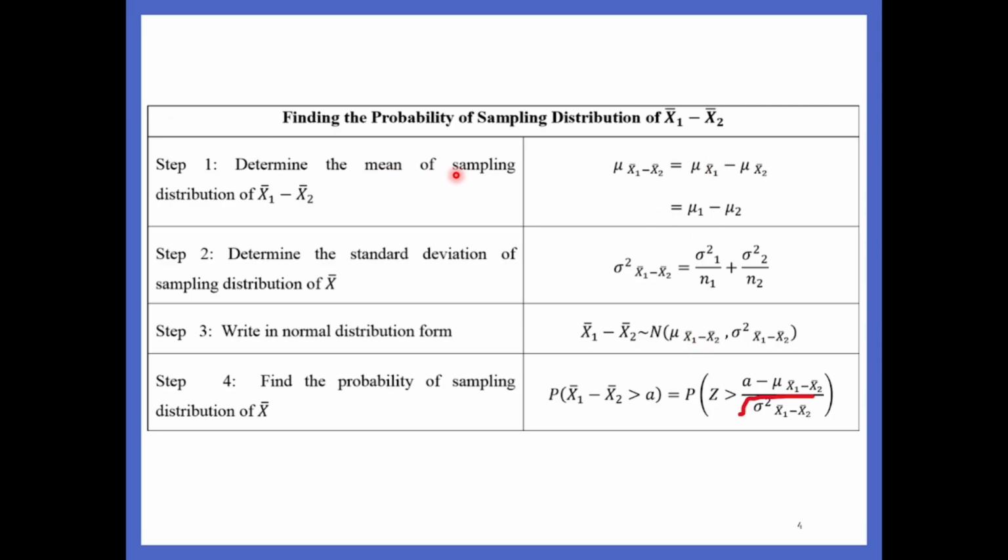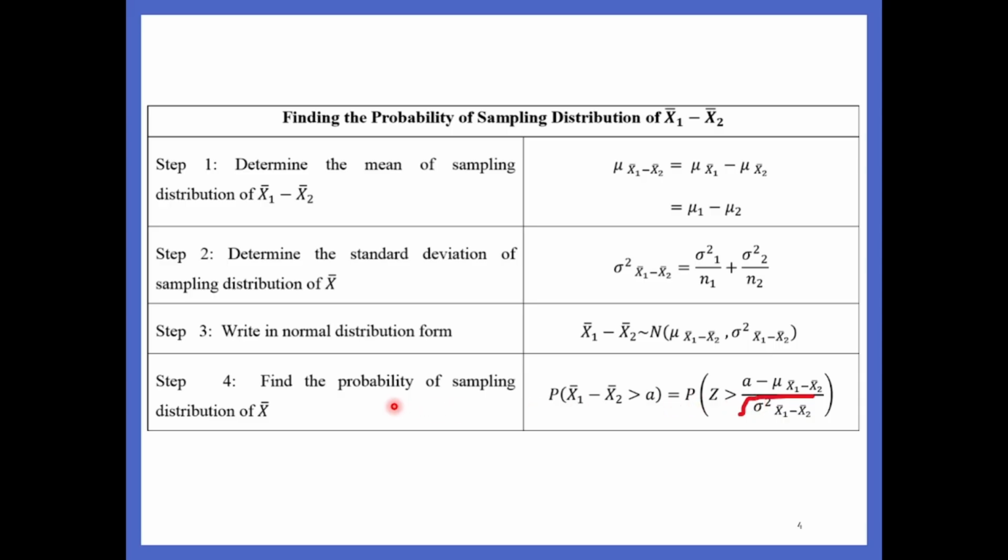Step 1: determine the mean of the sampling distribution of sample mean 1 minus sample mean 2, equal to mu1 minus mu2. Step 2: determine the standard deviation of the sampling distribution of sample mean 1 minus sample mean 2, which is the square root of the variance of population 1 divided by n1 plus the variance of population 2 divided by n2. Step 3: this sampling distribution satisfies a normal distribution with mean mu1 minus mu2 and the variance of these two populations.